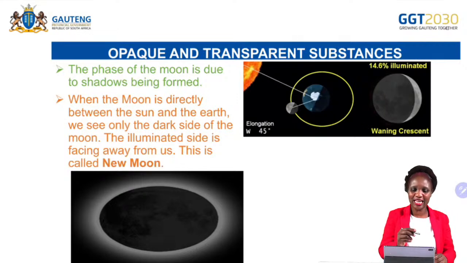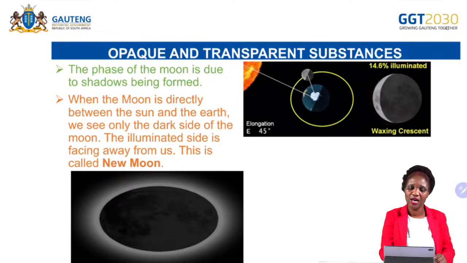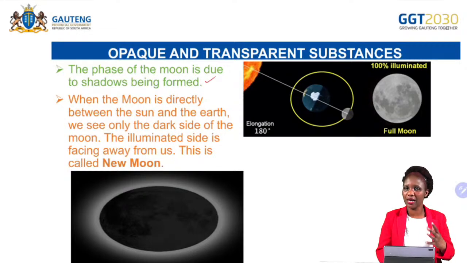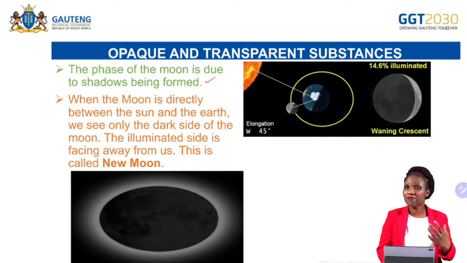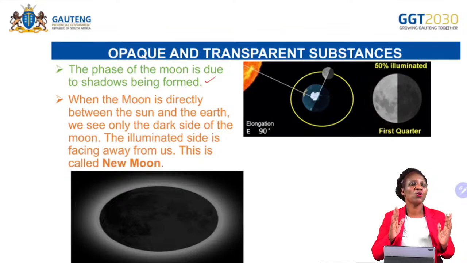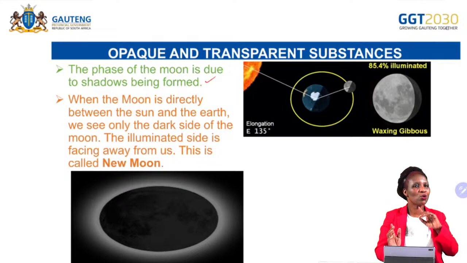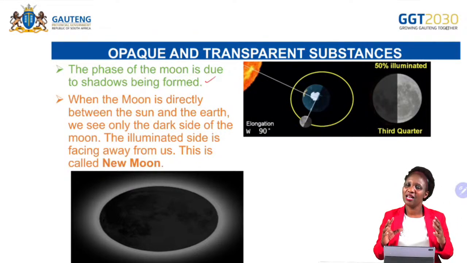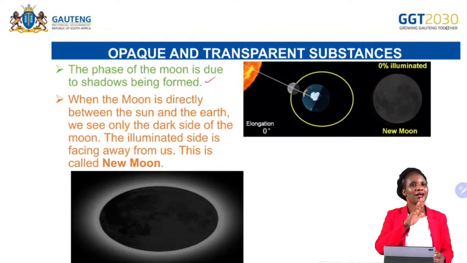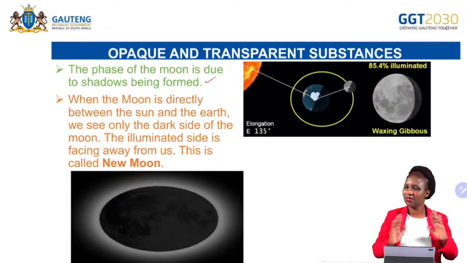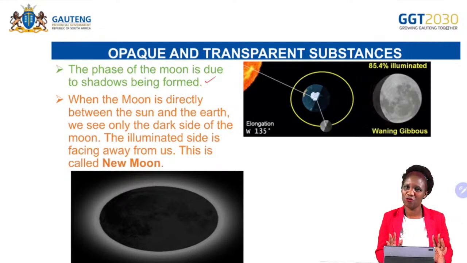Okay, and then the phases of the moon are due to shadows being formed. Okay, when we are talking about the phases of the moon, we are talking about different phases. At times, if it is 50% illuminated, we can just see a half moon because the other half will be having a what? A shadow. And then if it is a new moon, it will be dark because it will be in between the earth and the sun. Okay, then we call it a full moon.